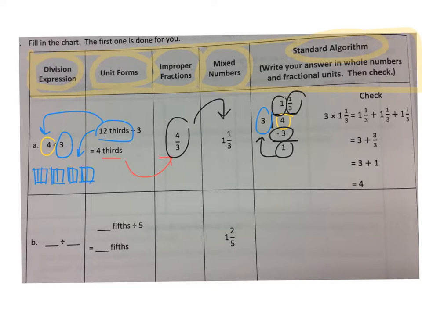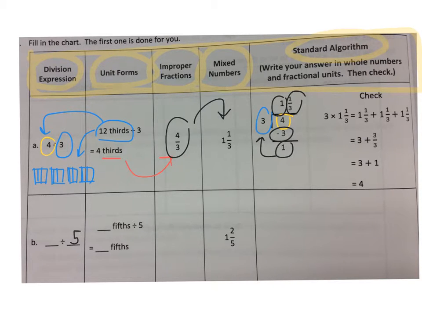Okay, now, let's look at this next example. The division expression, we don't know. It's blank divided by blank. And the unit form says blank fifths divided by 5 equals blank fifths. So what does that tell us? What's our divisor? Everyone? 5. So go ahead and write 5 in the divisor.